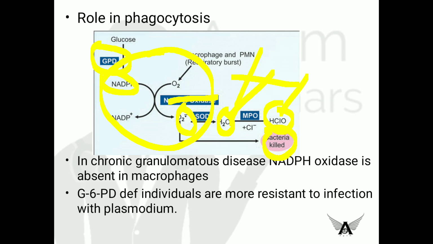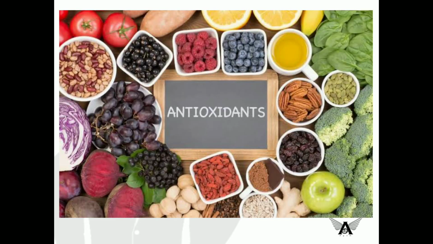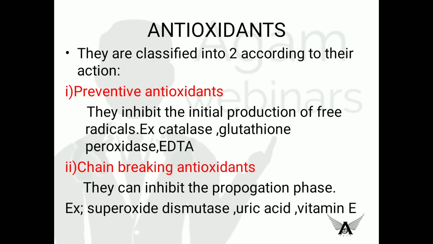Okay, moving on to antioxidants. Antioxidants are substances which prevent the formation of free radicals or protect against the lethal effects of free radicals. They are classified into two categories according to their function. First one is preventive antioxidants. Their role is to inhibit the initiation phase or initial production of radicals. Okay, examples are catalase, glutathione peroxidase, EDTA.